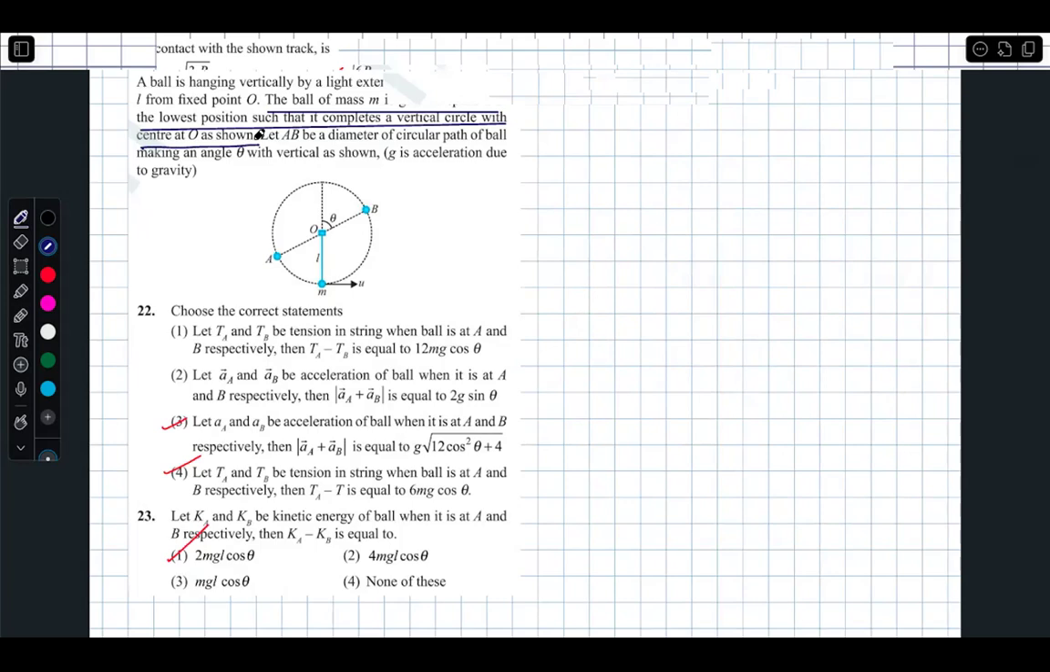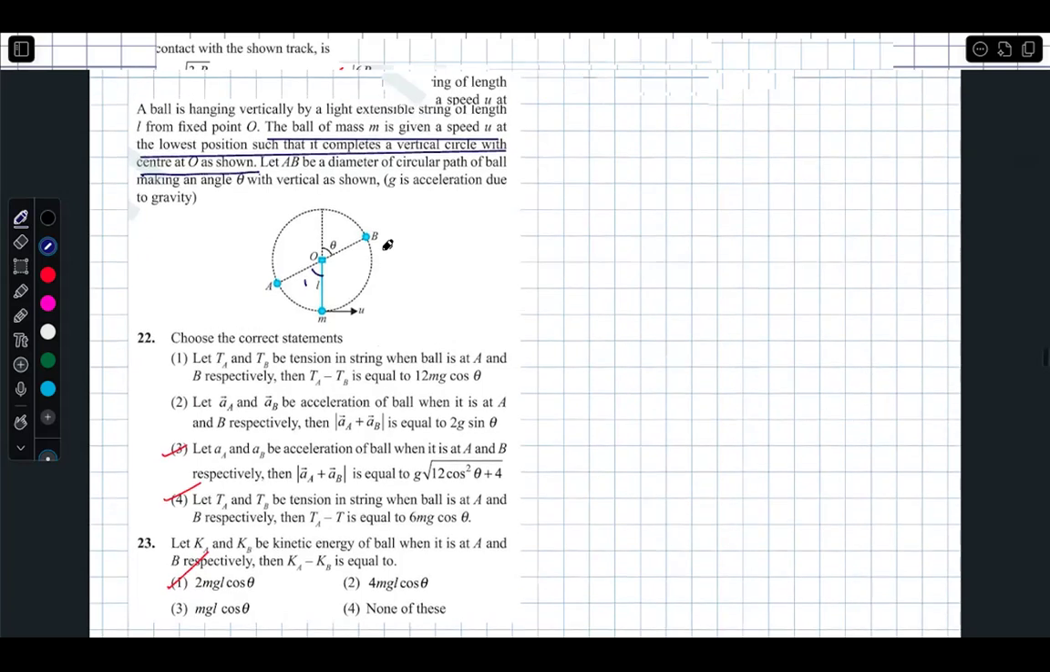Right? No issues. What we will do is at A, yes, inextensible string. If it were an extensible string, there is nothing we can do. It's an inextensible string.